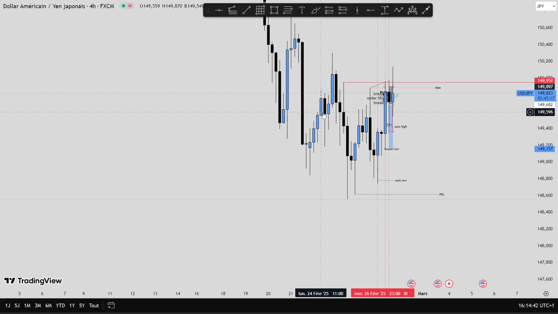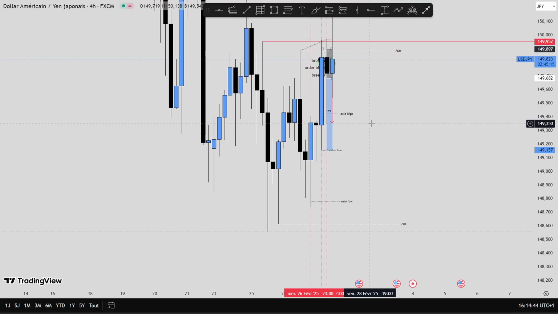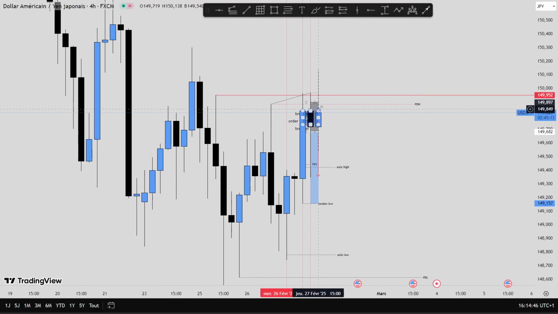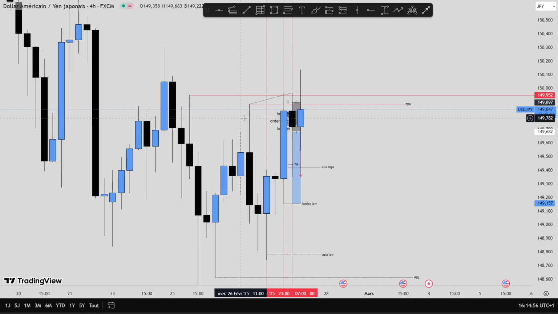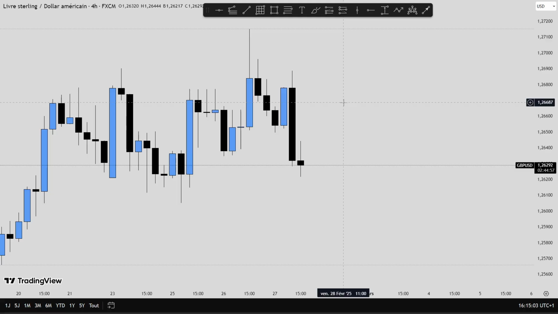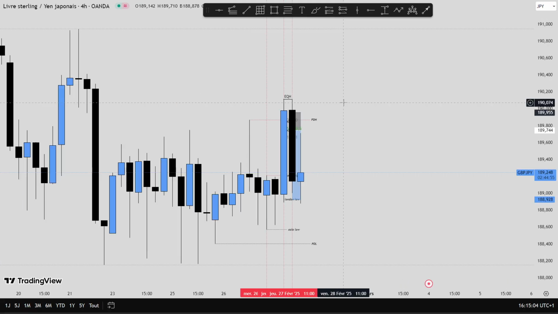Why? Because on the 4 hour we came up, we took out these Asian session highs, these previous daily highs, and these draws on liquidity, and we closed below it. So we made the sweep and then we closed below it. However, on GBPJPY, we came up, took out these Asian session highs and previous daily highs, and then we closed above it.